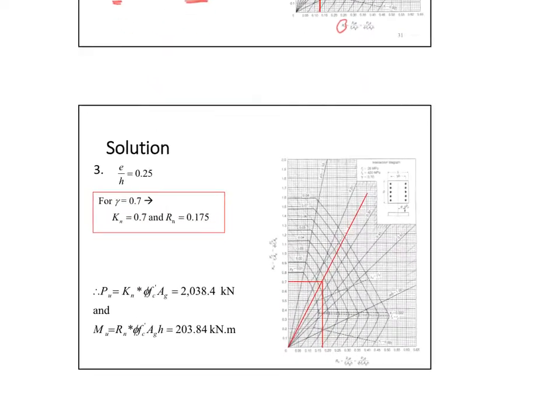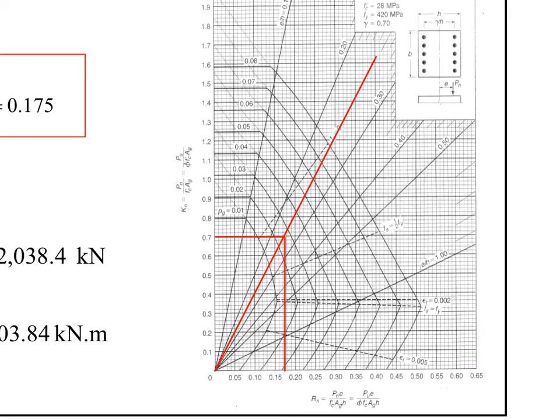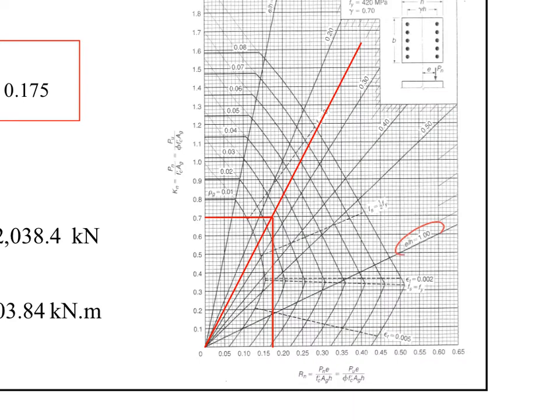Now the last question is, I know E. E equals what? 100 millimeters, while the side equals 400. So I know E over H equals 0.25. Where is the 0.25 here? Where is E over H? It's these values. So I would know that my E over H equals 0.25 to be this line.